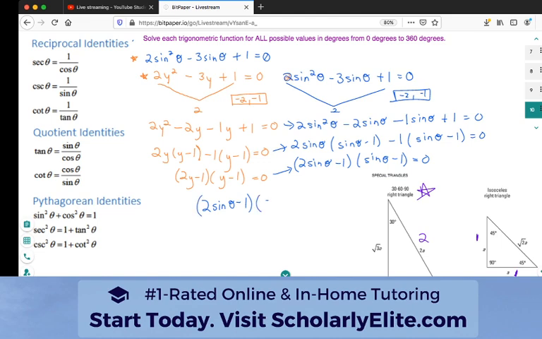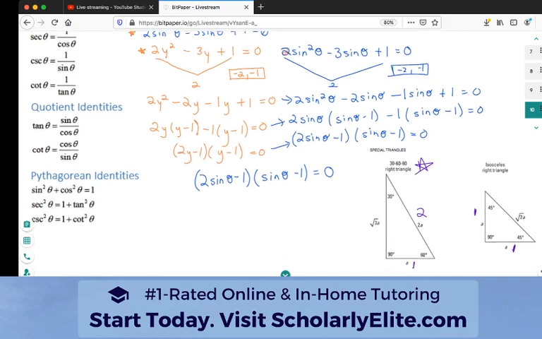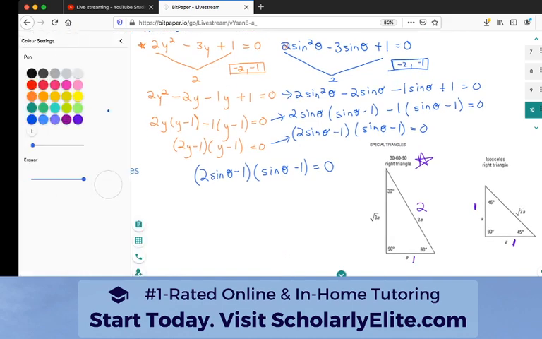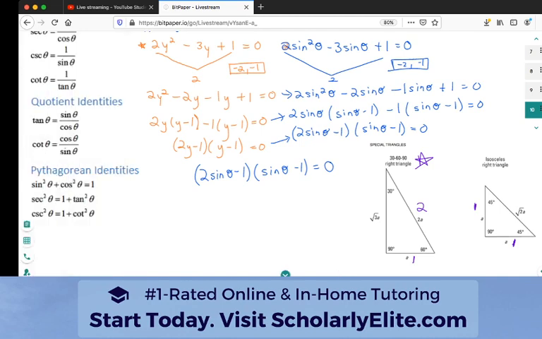So unlike the ones that were linear equations, when you have a factored answer, just like when we're solving for roots, you have to solve for the zeros. And that's what we are going to do. We're going to split these up. Oh, let's use green. We're going to split these up and look at them individually. So we're going to look at 2 sine theta minus 1 by itself, and we're going to look at sine of theta minus 1 by itself. And we're going to make them each equal to 0 because that's how factors work.